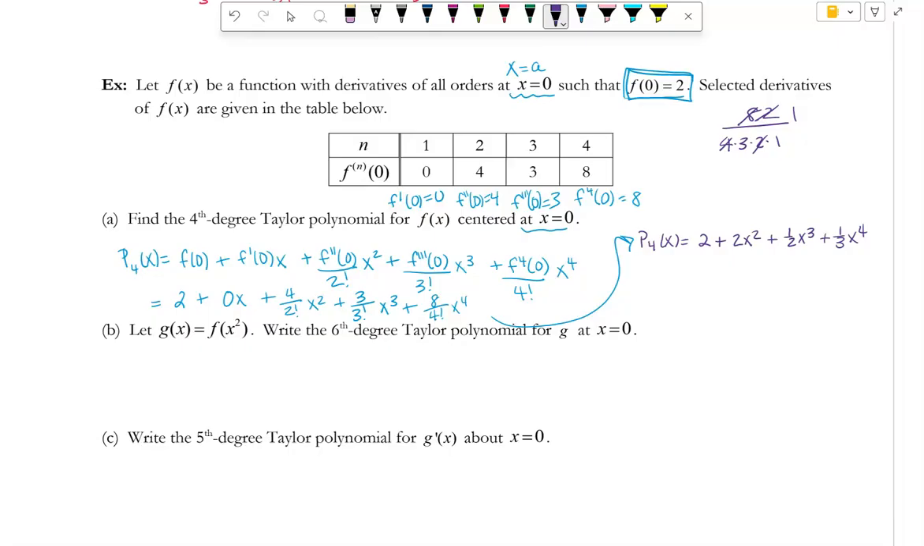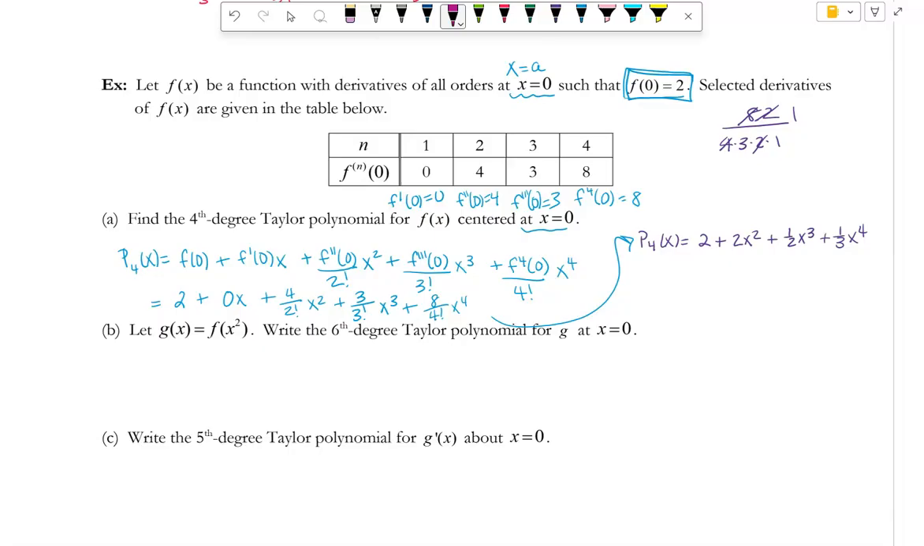In part B, we are given g of x equals f of x squared, and we're asked to write the 6th degree Taylor polynomial for g at x equals 0. And there is a hard way to do this, and there's an easier way to do this one. So there's two ways to do this one. So let's look at what we could do. And spoiler, this is not the easier way.